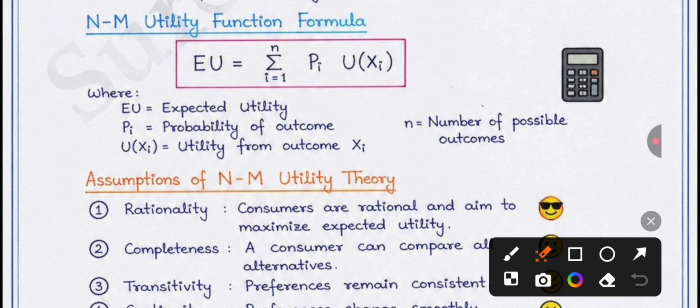In simple words, this formula tells us that expected utility is calculated by multiplying the utility of each outcome by its probability and then adding all the values together.